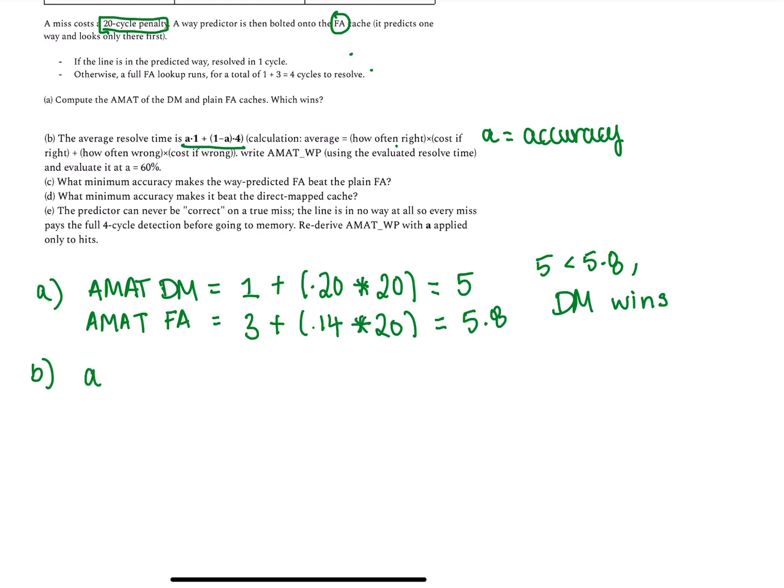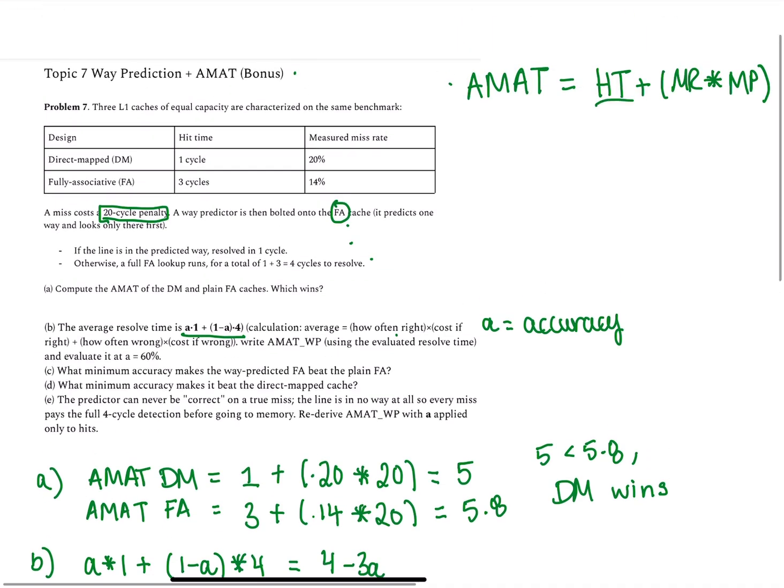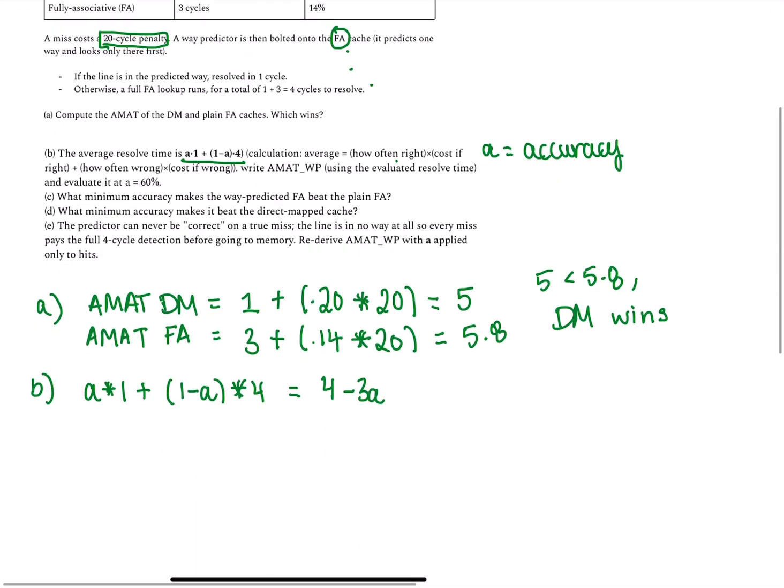So let's write down the resolve time. That's just A times 1 plus (1 minus A) times 4. And I'm going to expand this out, and I get 4, and then this is minus 4A plus A, so that's minus 3A. And so this replaces the fully associative hit time, because this is bolted onto the FA cache. It replaces its fixed 3 cycle hit time, but the miss rate is still 14%. So let's just plug it into AMAT. It replaces this hit time, and then we keep everything else the same.